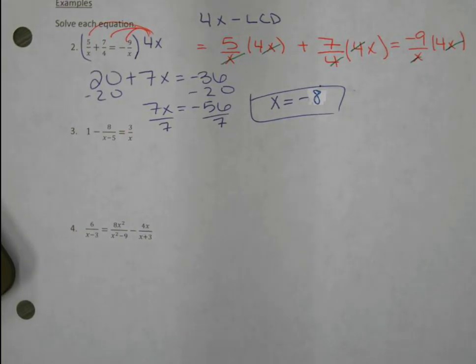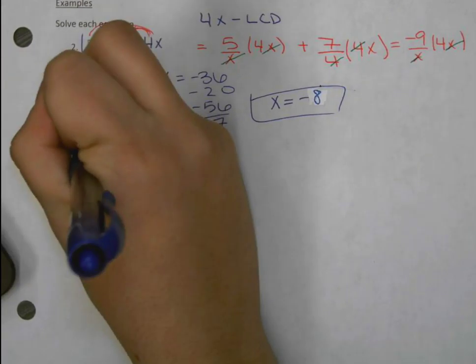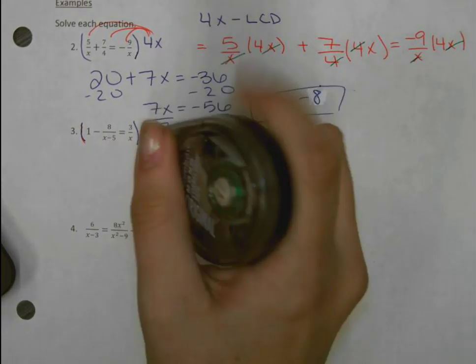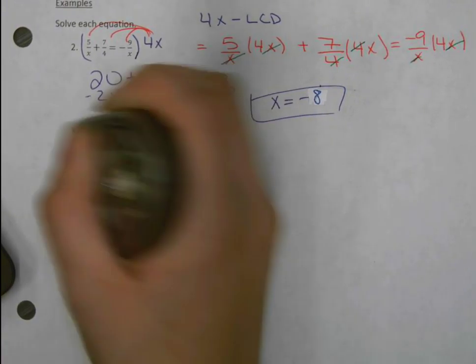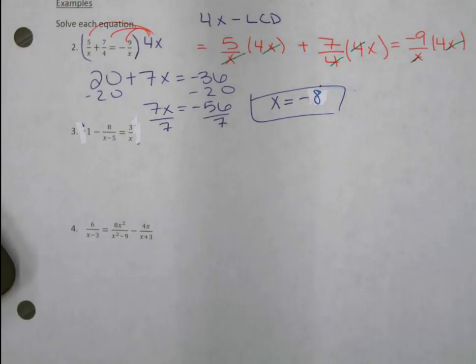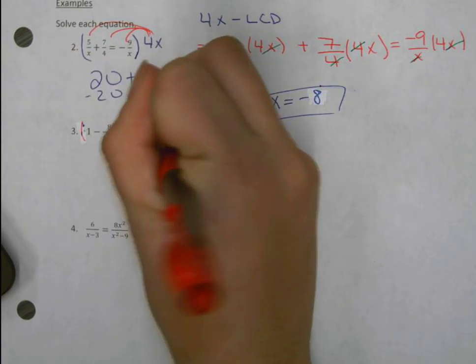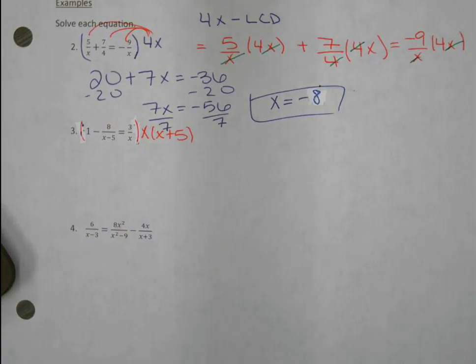Okay, so on number 3, what do I want to multiply by? I'm going to do this in red. So x and x plus 5 are the two things I'm multiplying by, because those are my two denominators.